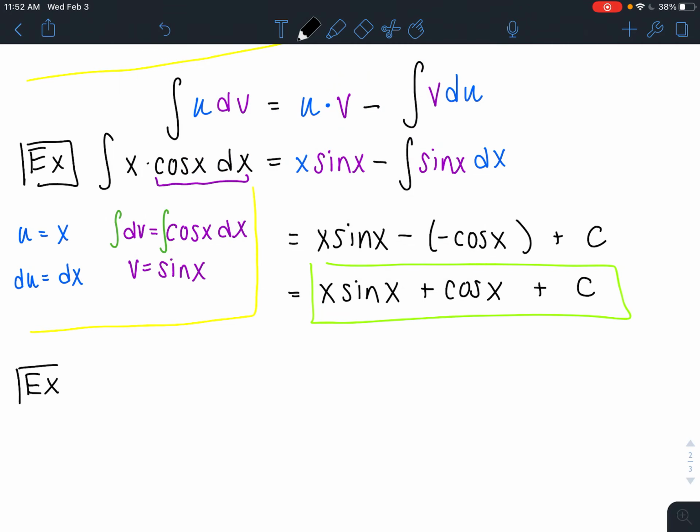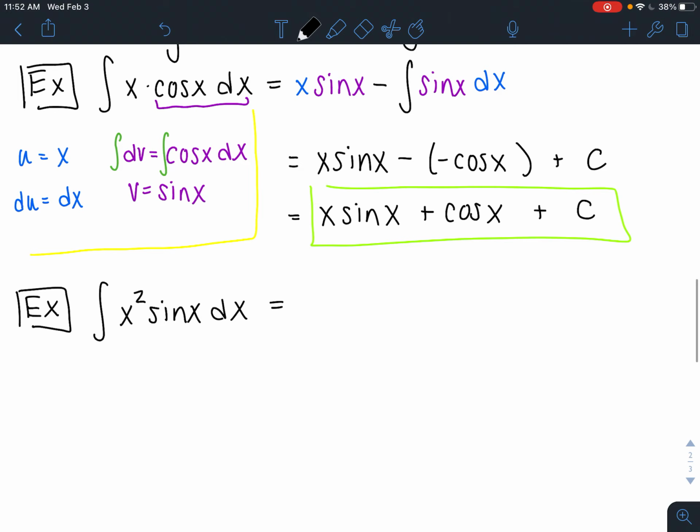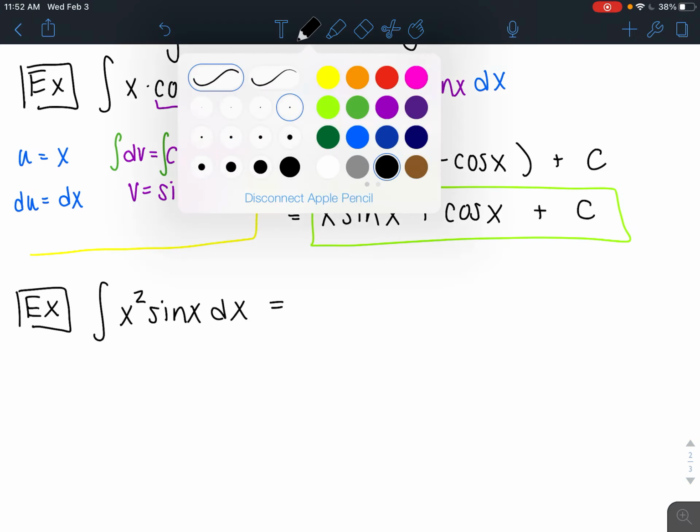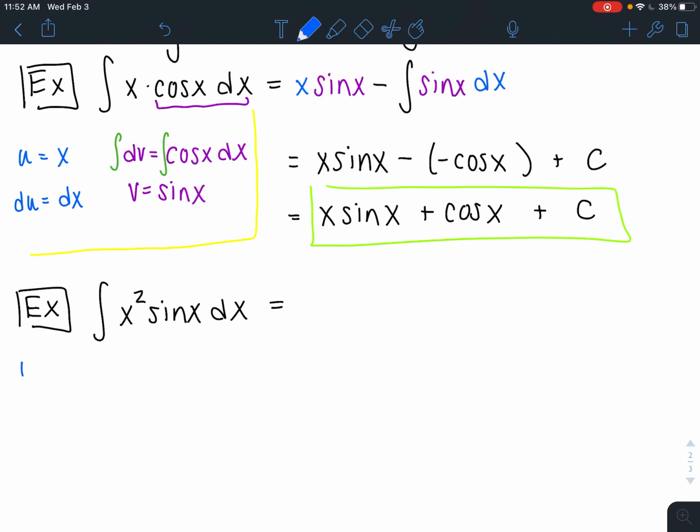Okay. So let's look back at that initial problem I wrote to start our discussion. We had x squared sine of x dx. This is a great problem to use for integration by parts because you have the product of 2 functions and they're not related to each other in any way. So a normal u substitution is not going to work.